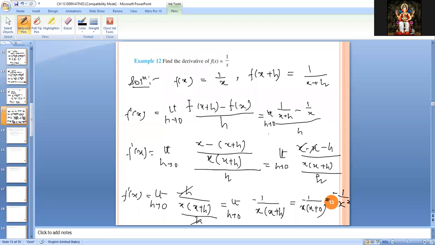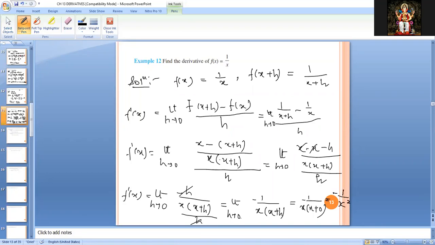x into x plus h: x plus h cancelled, x into 1, x minus x plus h into 1. Then we are simplifying x minus x minus h, x cancelled. In the denominator we have x into x plus h and h there. Then f dash x is equal to limit h tending to 0, minus h. Minus h is in the numerator and h is in the denominator, so we are cancelling these h. We are getting minus 1 upon x into x plus h.